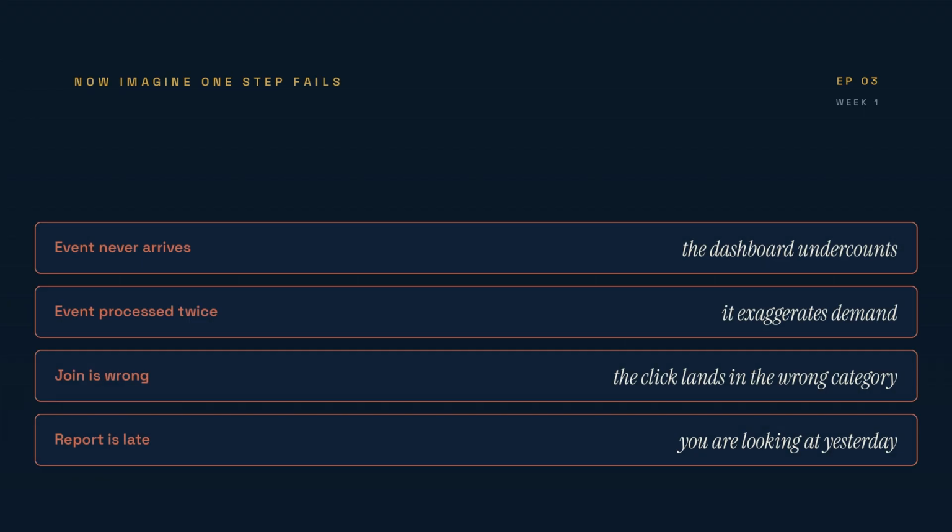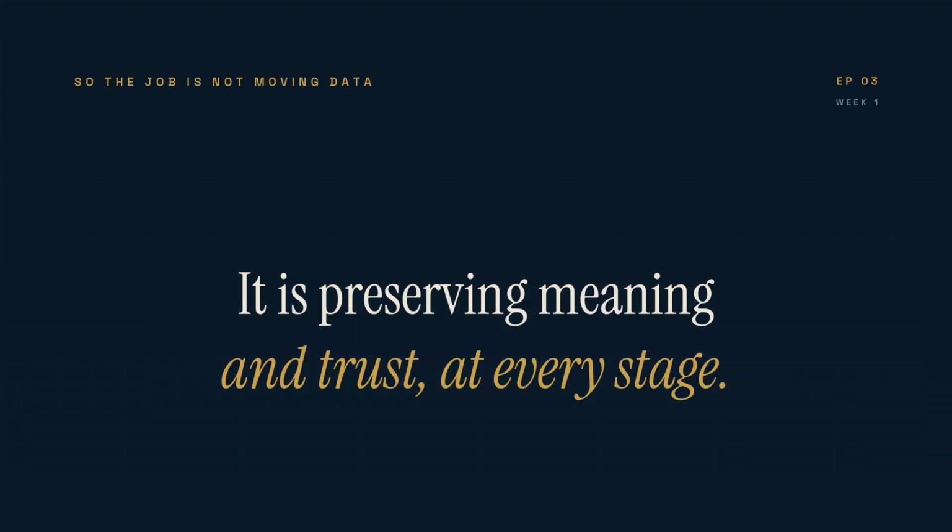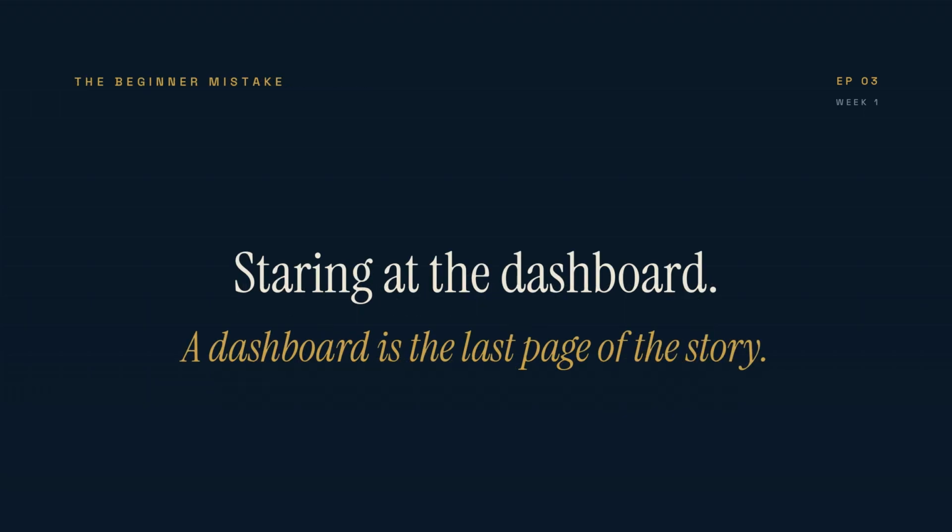Now imagine one step fails. If the event never arrives, the dashboard undercounts interest. If the same event is processed twice, the dashboard exaggerates demand. If the product join is wrong, the click may appear under the wrong category. If the reporting job is delayed, the dashboard may show yesterday's reality instead of today's. This is why data engineering is not only about moving data, it is about preserving meaning and trust at every stage.